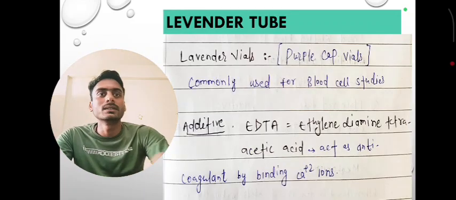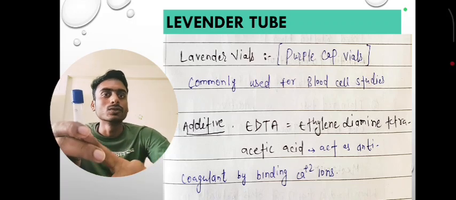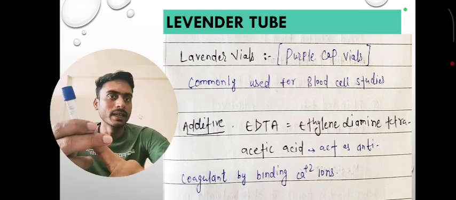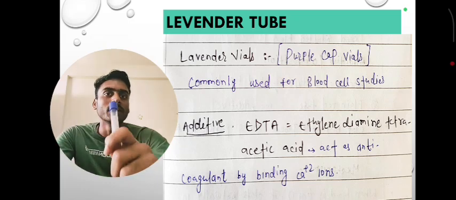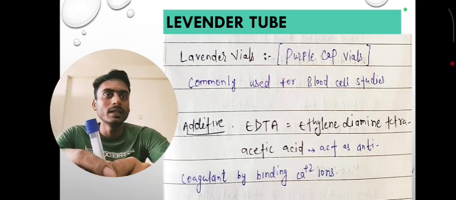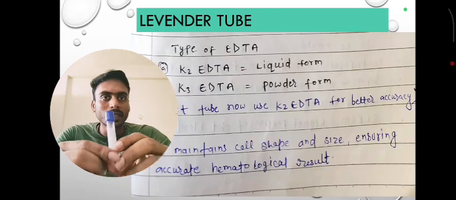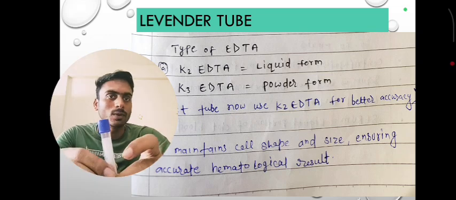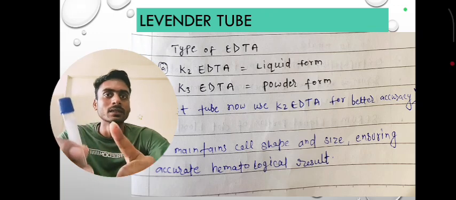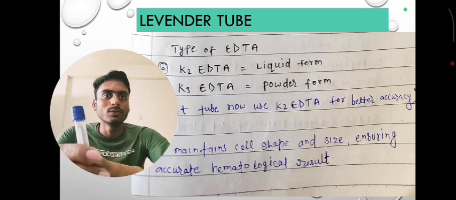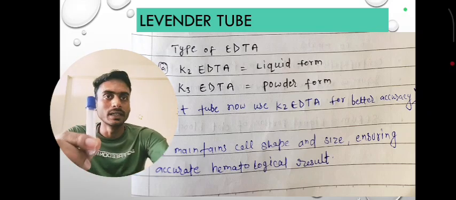Now we discuss the lavender tube. Lavender means a purple cap tube. This tube uses an additive like EDTA, ethylene diamine tetraacetic acid. Just remember the full form of EDTA. EDTA is mainly an anticoagulant, so it prevents clotting of the blood. EDTA is of two types, K2 and K3. K2 is mainly present in liquid form and K3 in powder form. The most commonly used is K2 EDTA because it is in liquid form, so it dissolves easily and gives a better result.